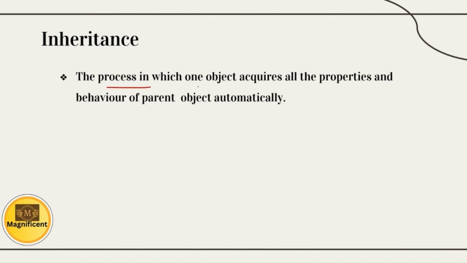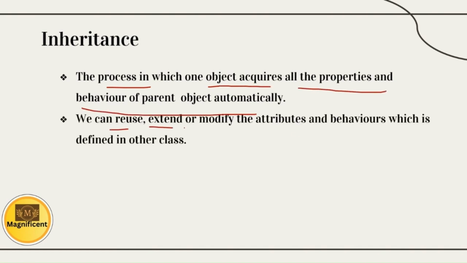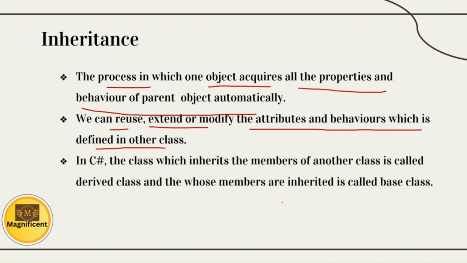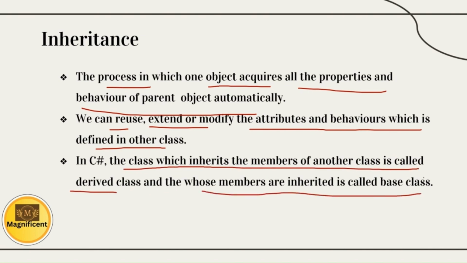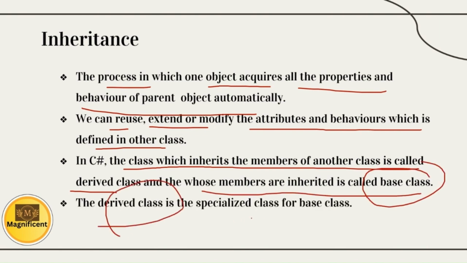It's a process in which an object acquires all the properties and behavior of a parent object automatically. We can reuse, extend and modify the attributes and behavior. In inheritance, the class which we inherit into another class is called a base class, and the class in which that action has happened is called a derived class. So the class which inherits the members of another class is called a derived class, and the class whose members are inherited is called a base class. This derived class is a specialized class of the base class.